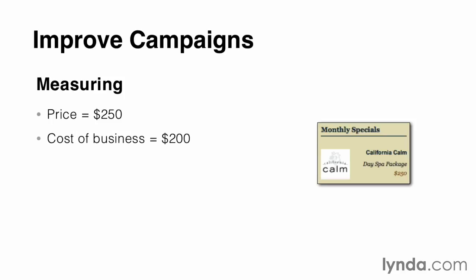Then what's the cost of doing business? So if I take my special and it costs $250, but my cost is $200, I'm actually only making about $50 on that discounted special. And so if I decide to pitch this special using a pay-per-click campaign, maybe I go for a $2 per click in order to get the maximum amount of visibility in comparison to the competition that's there.